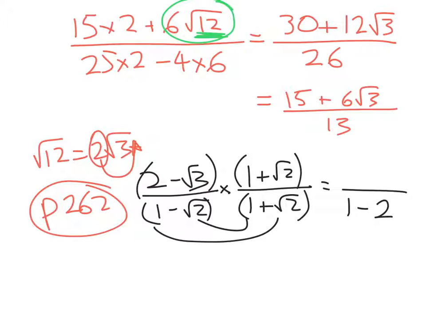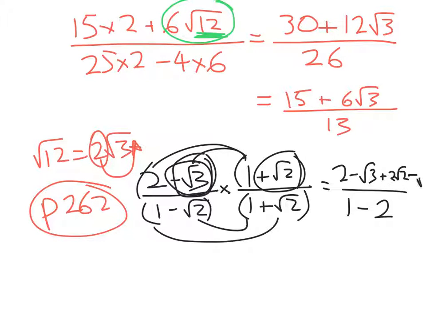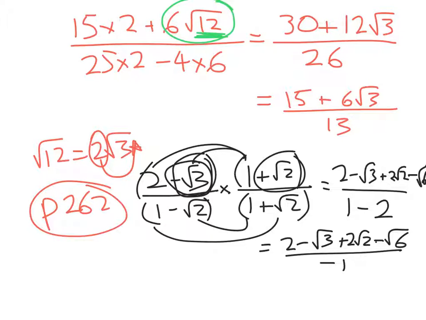1 minus 2. Top line, this time I'm going to have to do some expanding here. So I get 2 minus root 3 coming from here, plus 2 root 2 minus root 6. It doesn't fit on the screen. Okay, so that gives me, what can we do with that? So rewriting 2 minus root 3 plus 2 root 2 minus root 6 divided by negative 1, and that simplifies as negative 2 plus root 3 minus 2 root 2 plus root 6.